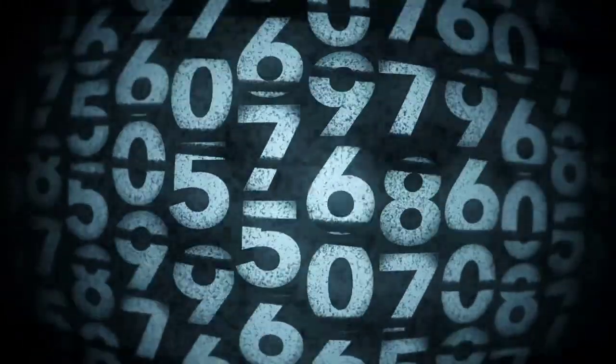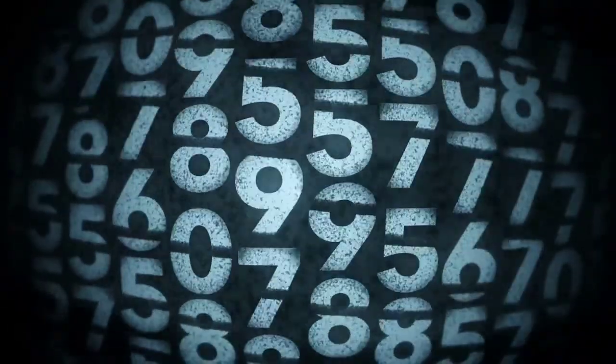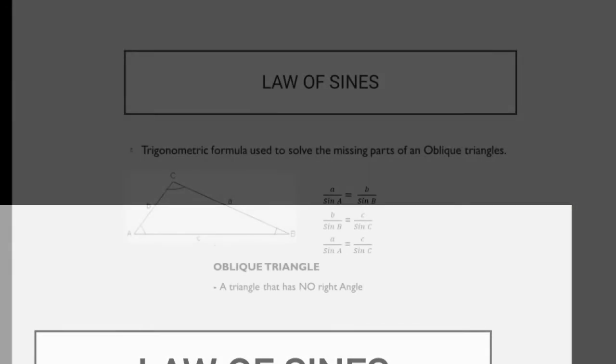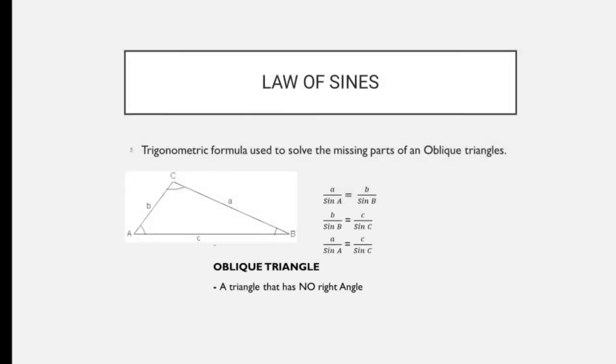This is teacher Hyran and welcome to the video discussion of our today's topic, Law of Sines. In getting the missing sides of a triangle, we usually use the Pythagorean theorem. However, the Pythagorean theorem is limited only for the right triangle. So, how about the triangles where we're looking for the missing sides that is not a right triangle? That will be the time that the law of sines will be used.